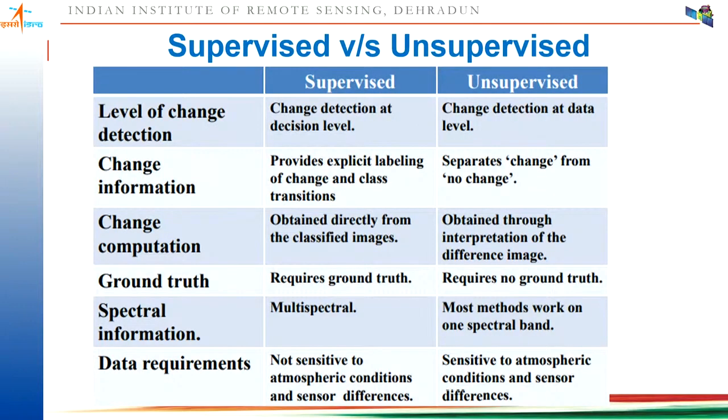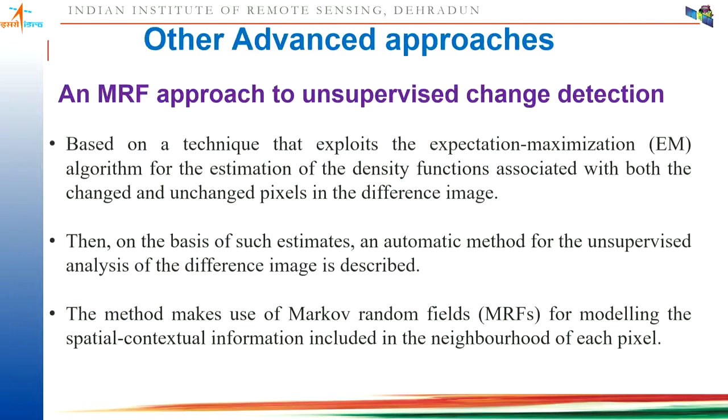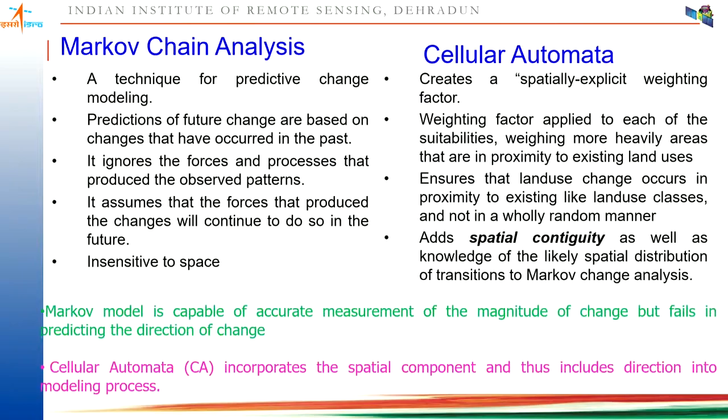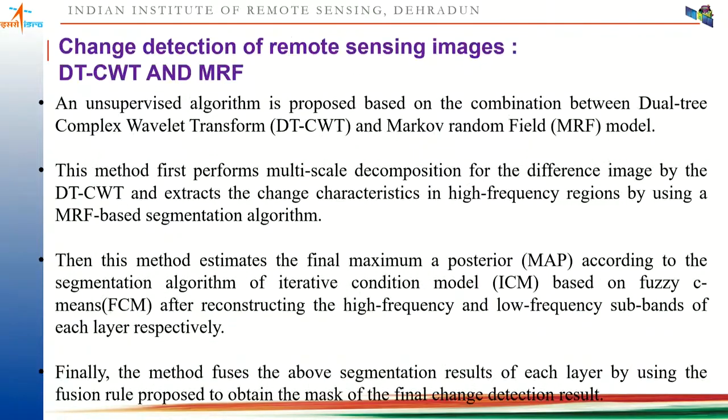Okay, so this is a table which tells us how supervised and unsupervised change detection are different. You can read this yourself. There are other advanced approaches for change detection, which are MRF based approaches and so on. Okay, Markov chain and cellular automata.